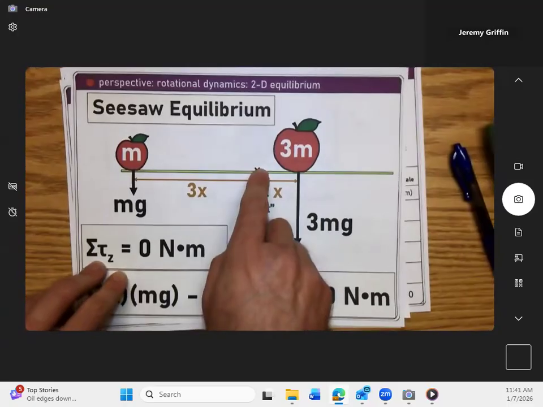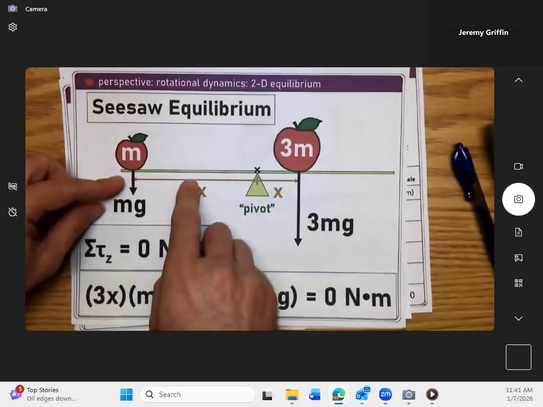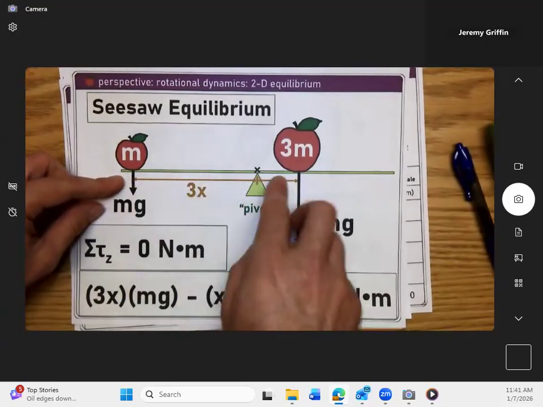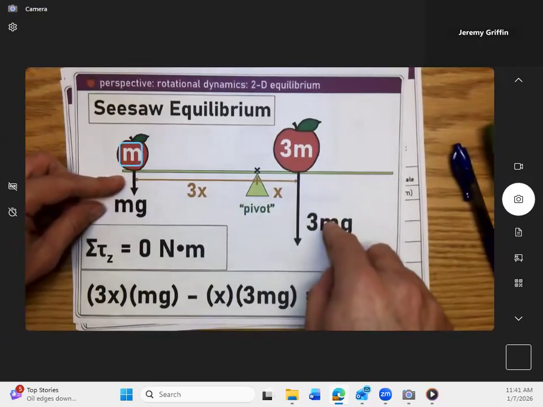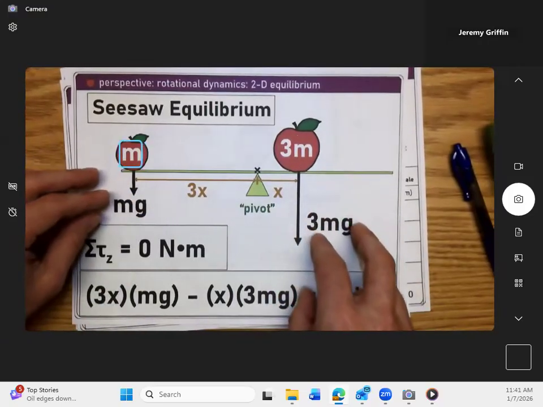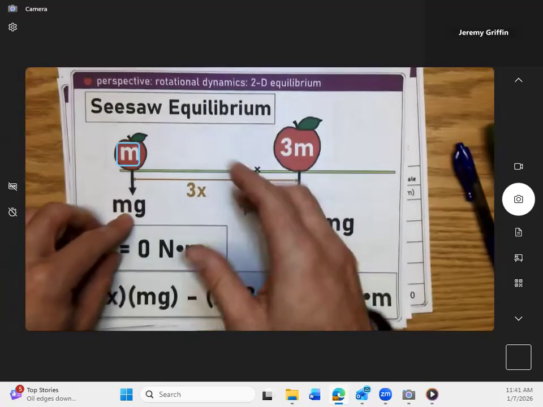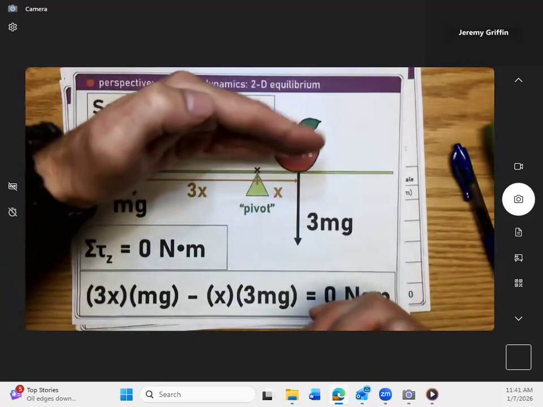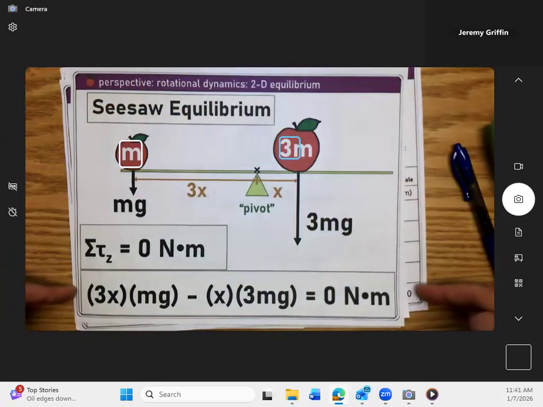Right? If I have some weight over here, and it's 3 times the distance of this weight, which is 3 times the weight, do you guys see the torque's going to balance? So this over here is causing a counterclockwise torque. This is causing a clockwise torque, but it has to zero out. You guys see that?